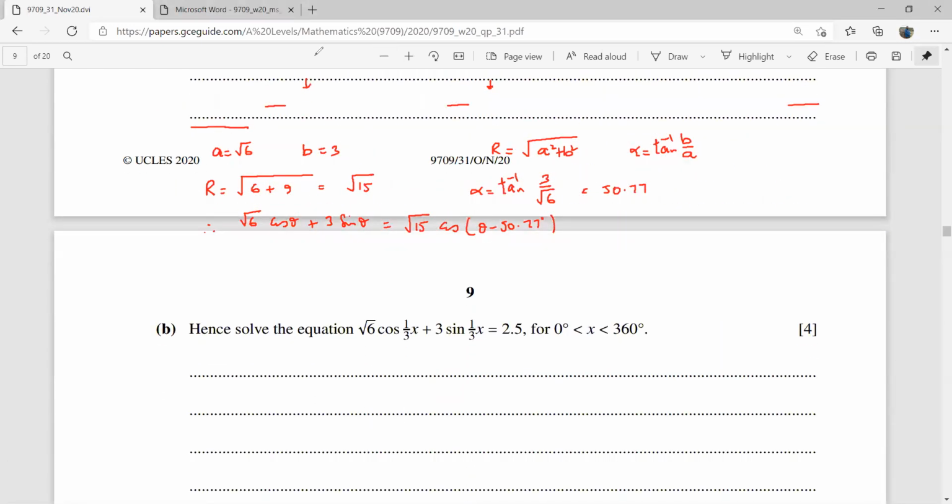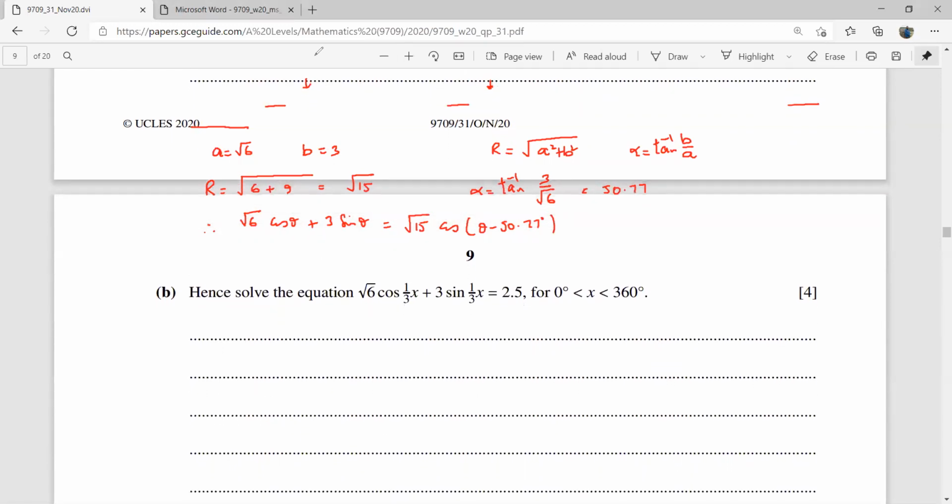And then you move on to the second part. It says, hence solve the equation this. So you can compare this equation, this given form, with this form over here. Look at this. This has got theta in it, and this has got 1 over 3x in it. So that means using this hence, you can write this thing as under root 15 cos 1 over 3x minus 50.77, that is equal to 2.5.